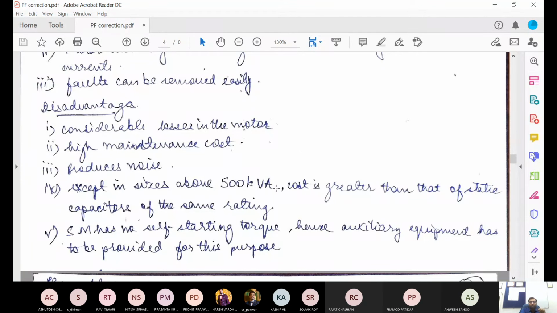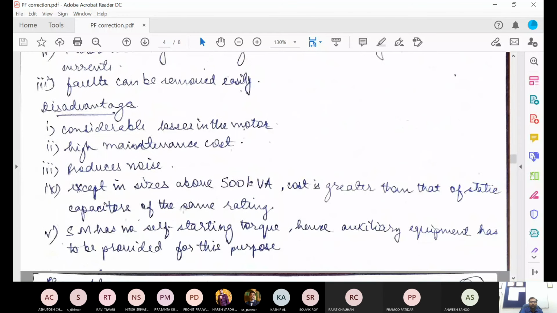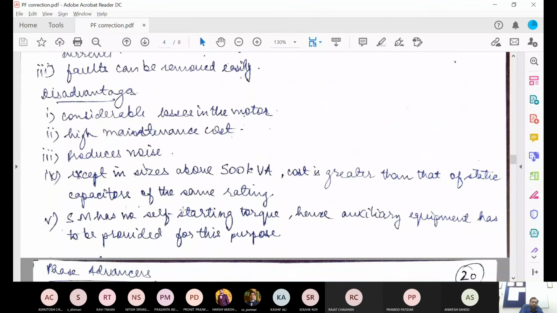Otherwise, it's not economical. And the synchronous motor has no self-starting torque. Hence, auxiliary equipment has to be provided for this purpose. That is another characteristic of the synchronous motor. Unlike the induction motor, this is not self-starting. So you need some auxiliary motor to initially start the rotation of the synchronous motor. That is also an extra expenditure. So those are the advantages and disadvantages of the synchronous condenser.